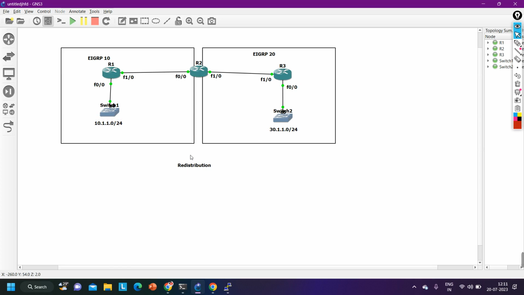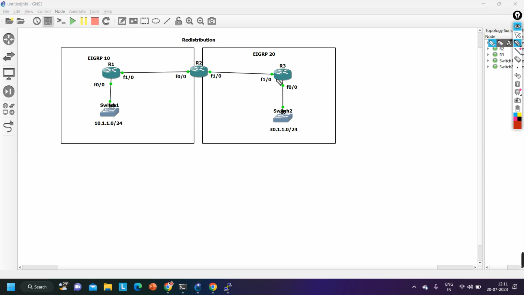Yes. So on router number 2 actually we need to redistribute. Now first you will redistribute, let's say you are redistributing EIGRP AS number 20 into EIGRP 10. Then what will happen? Router 1 will receive this network information. All prefixes of EIGRP 20 will enter EIGRP 10. But again, EIGRP 10 prefixes will not enter EIGRP 20. So again we need to redistribute EIGRP 10 into 20.